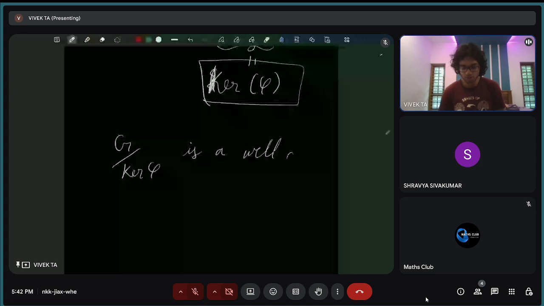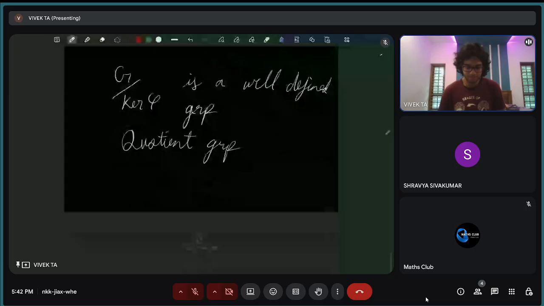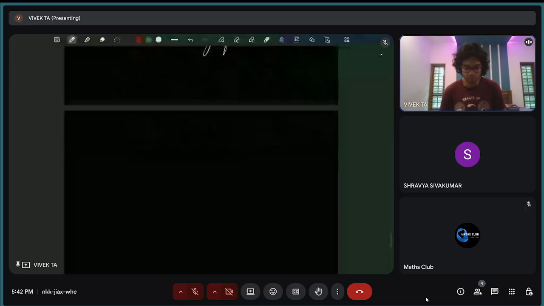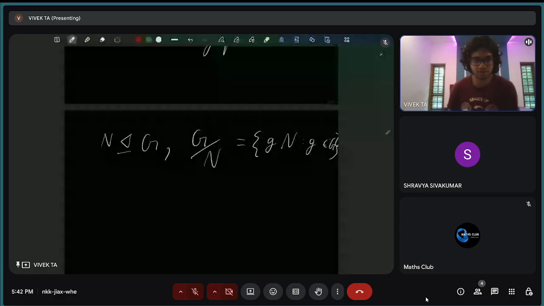This is exactly what I called a quotient group. So is it clear what a quotient group is? Given a normal subgroup N of G, I can define G mod N, which is the set of all gN such that g belongs to G. That's all. This is exactly how I define G mod N.